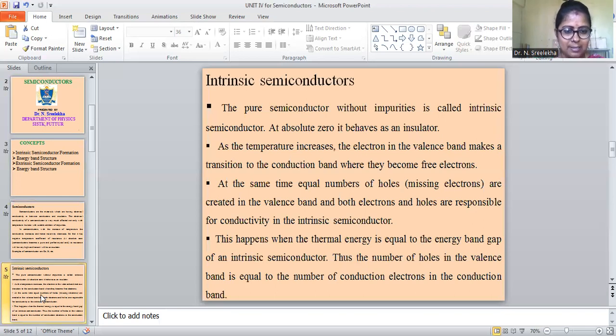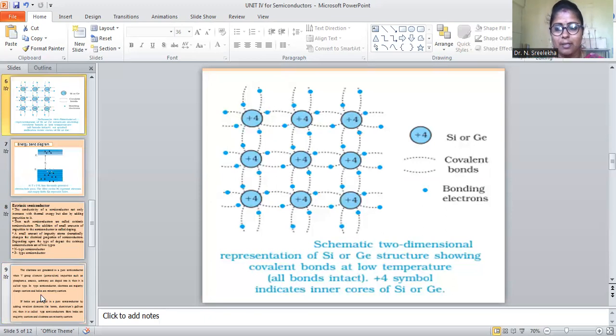So how are intrinsic semiconductors formed? This is the bonding structure of an intrinsic semiconductor. Let us consider silicon. Silicon has 4 valency electrons and germanium also has 4 valency electrons, so they belong to the fourth group elements. The 4 valency electrons of each silicon atom are strongly bonded with the neighboring silicon atoms at zero temperature.